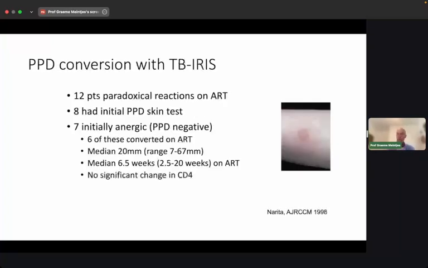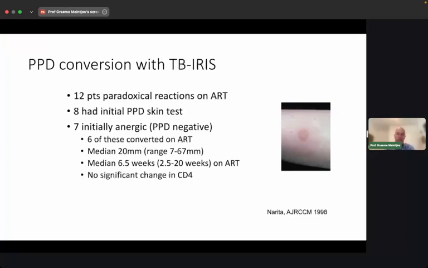The first clue that we got that TB-IRIS was due to improving immune function was from an interesting study conducted in Florida in the US in the 1990s, where they reported 12 patients who developed paradoxical reactions on ART, which we now call paradoxical TB-IRIS. And 8 of them had initially had negative tuberculin skin tests.